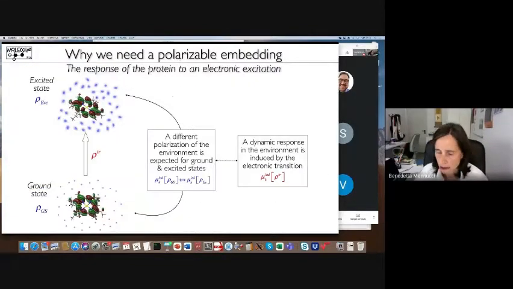Why do we need the polarizable embedding? In our case, to have a polarizable embedding is important because we are interested in photo-induced processes. So when you excite a chromophore inside a protein, you go from ground to an excited state. So we expect that the environment will polarize differently when the chromophore is in the ground state and when the chromophore is in the excited state. If you don't have a polarizable embedding, you cannot take into account this effect. But there is more. When you do an excitation, there is another dynamic response of a polarizable embedding that depends on the transition, so it depends on the transition density. And also this effect is important. And if you don't have a responsive environment, you cannot take into account this.